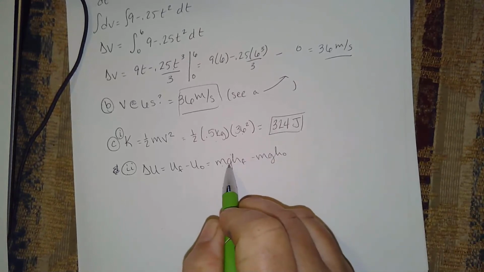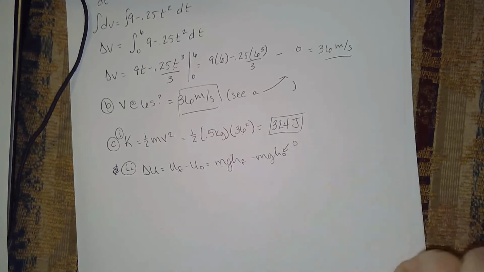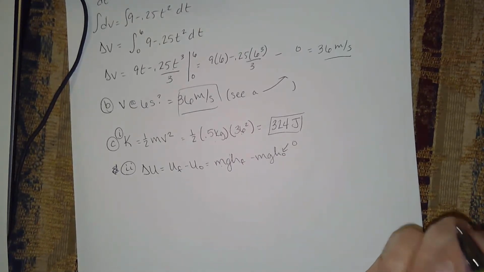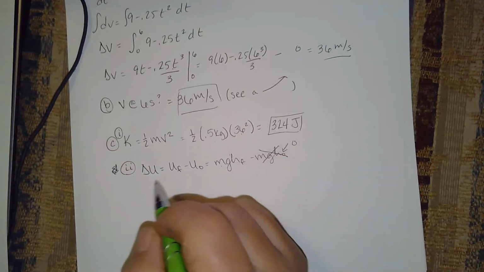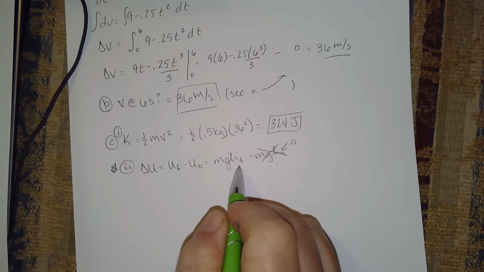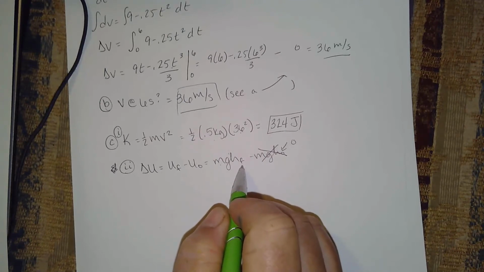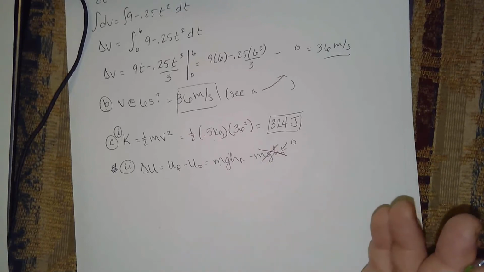I know m, I know g, I don't know h. Okay, I do know h naught though. h naught is 0, because I start at the ground. So I know this term falls away. So the change in potential energy is just going to be what my potential energy is at that point. So I need to know how high did my rocket go. Well, I'm not traveling at a constant velocity.